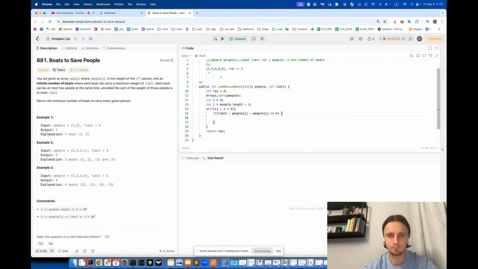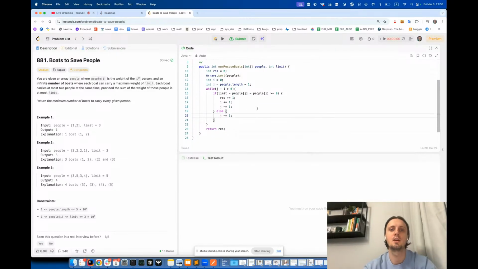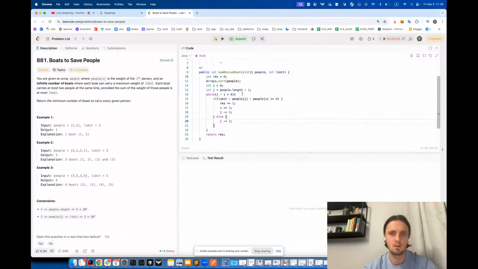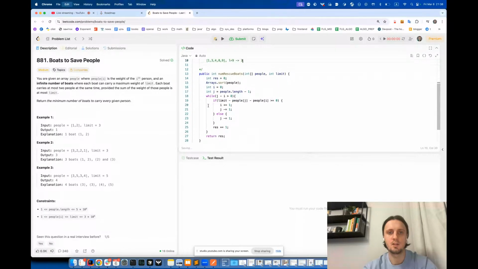And we increase our result by 1, but also we move our 2 pointers by 1 position. Else we move only j, because we want to put the maximum person into our boat. In this case we always should increment our result here. And I believe in the end we also should increment our result. So let's take this example and debug this code.